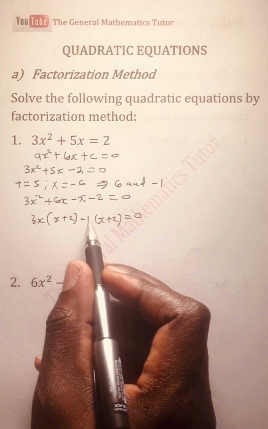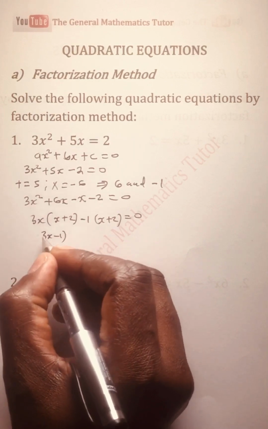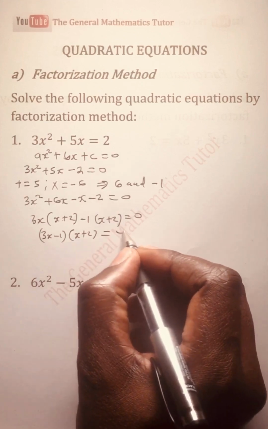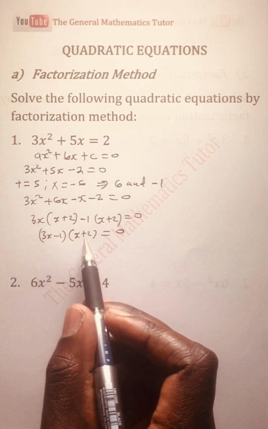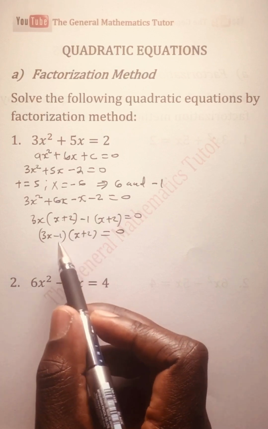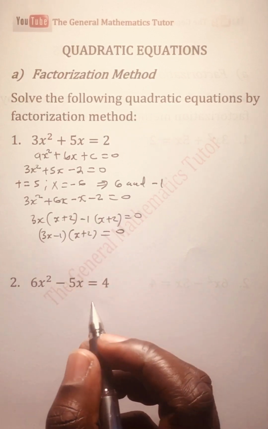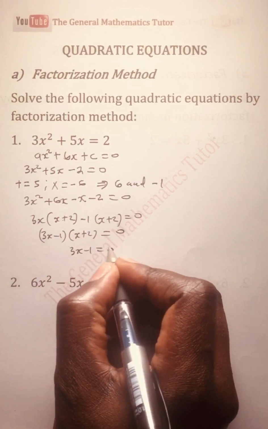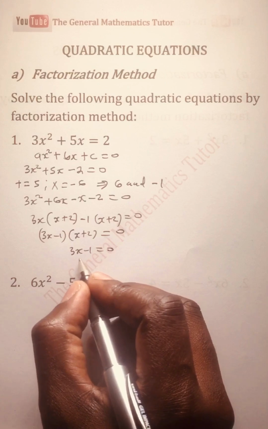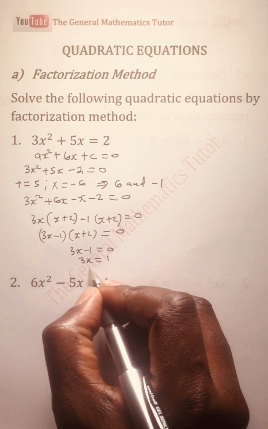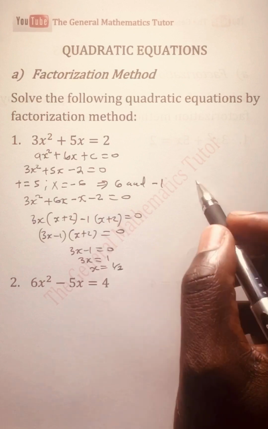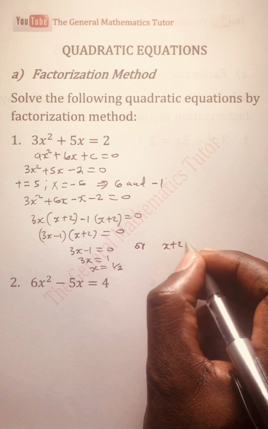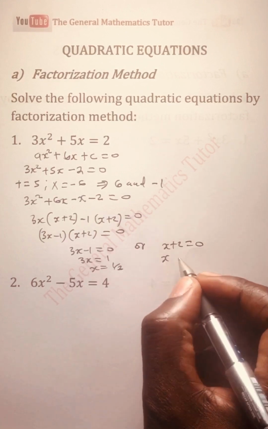So then we take 3x minus 1 times x plus 2 is equal to 0. For the product of two numbers to be 0, it means one of the two is 0. So we take one in turn. What if 3x minus 1 is equal to 0? Then it means 3x is equal to 1 and x is equal to a third. On the other hand, we could say x plus 2 is equal to 0, and then we find that x is equal to negative 2.